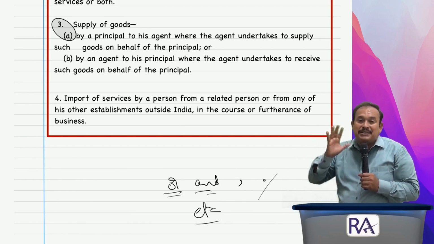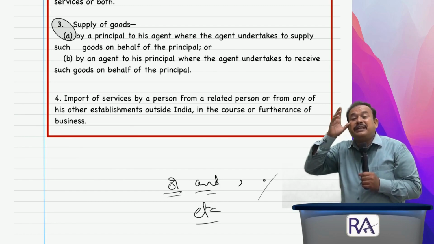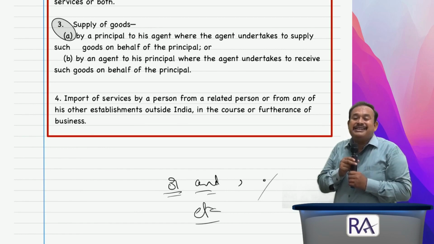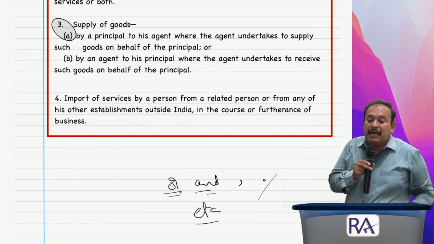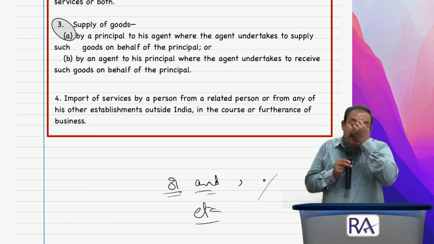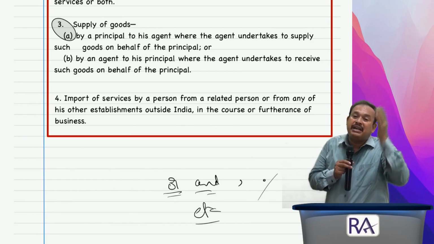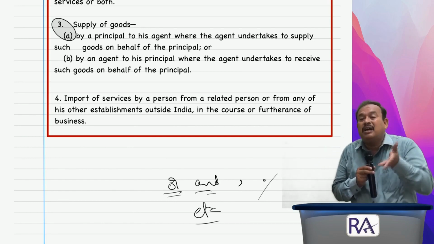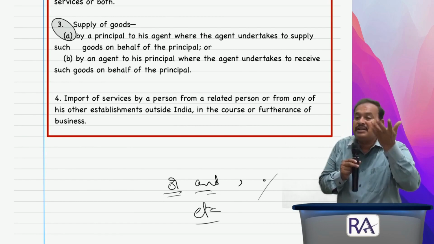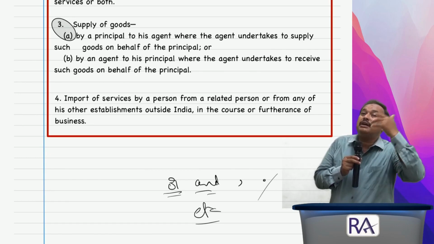You know, related person we already covered under the explanation to section 15. There we covered the related person or from any of his other establishment outside India. Other establishment outside India means a branch office outside India or maybe head office outside India, with its counterpart in India. Maybe head office in India, branch office outside India, or vice versa. In such cases, we call it an other establishment outside India.